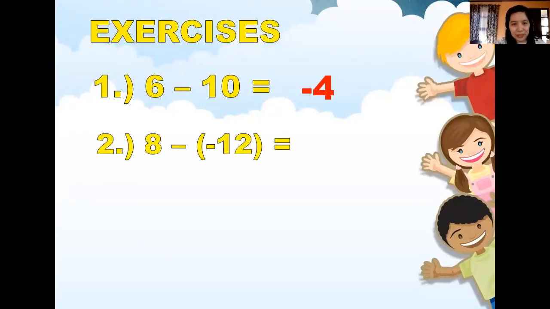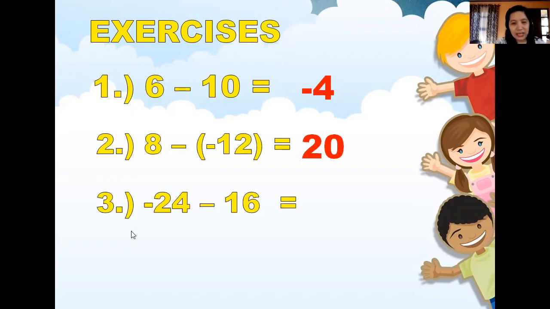Second example, 8 minus negative 12. So recalling the take away the negative will give you a positive result. So 8 plus 12, this will give you positive 20. Or change the sign of the subtrahend. Negative 12 becomes positive. Proceed to addition. 8 plus 12 is 20.